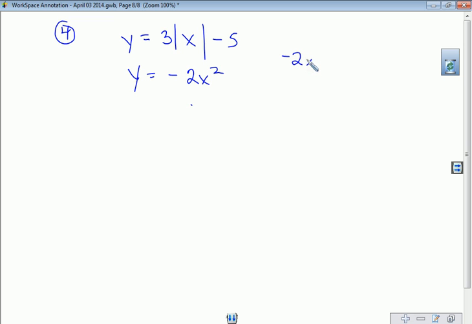We know how to start. We're going to use substitution. I'm going to solve for the absolute value here, and then we're going to talk about why I chose to do that. So what we're going to do is move the 5 over, and then divide by the 3.